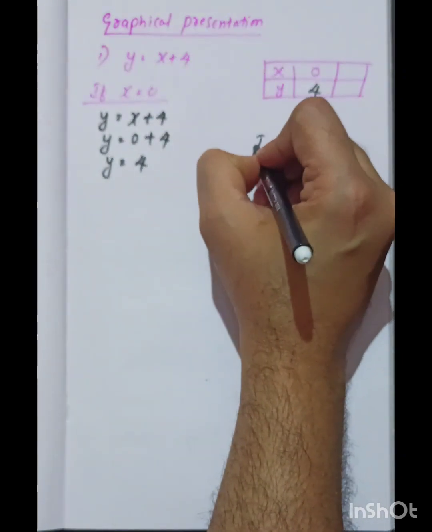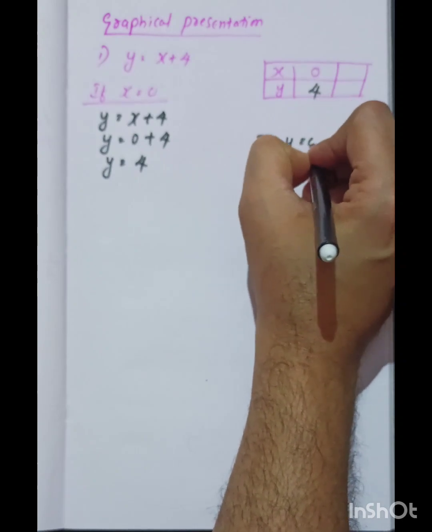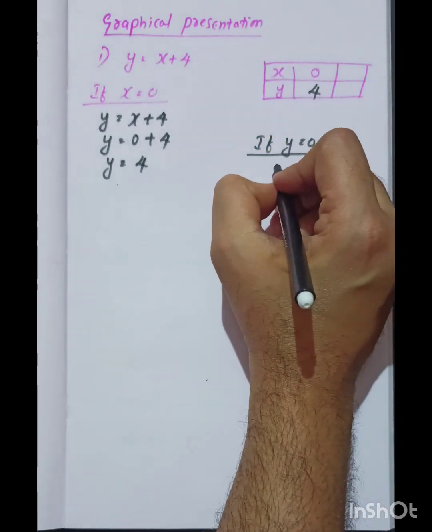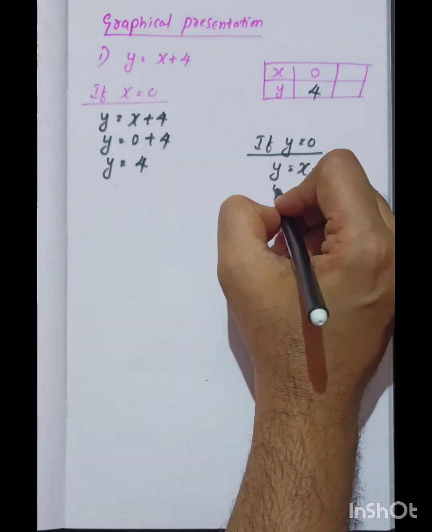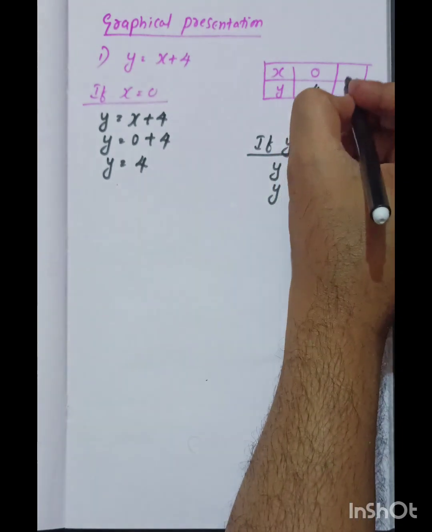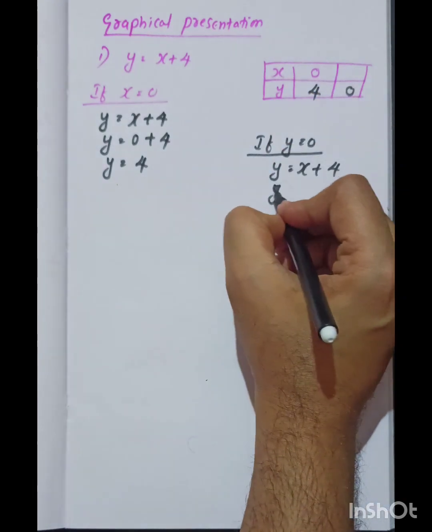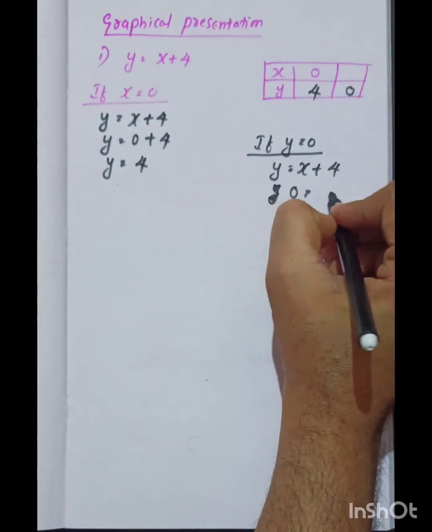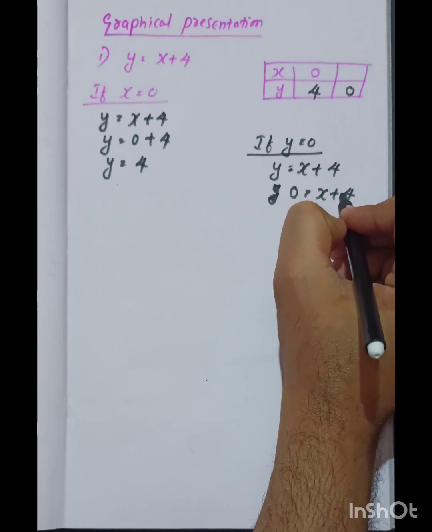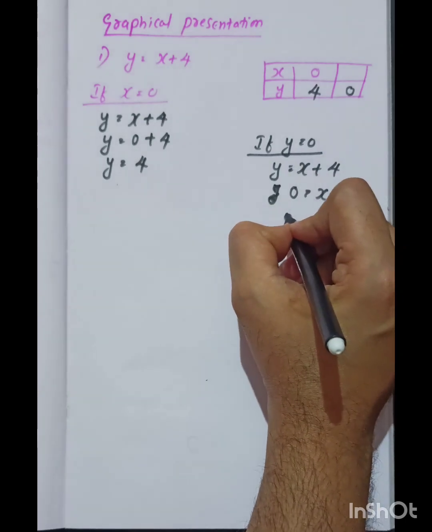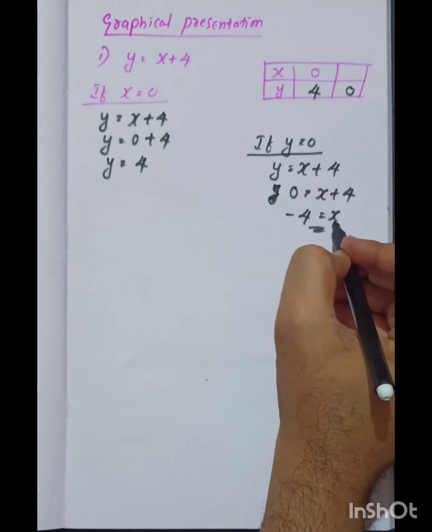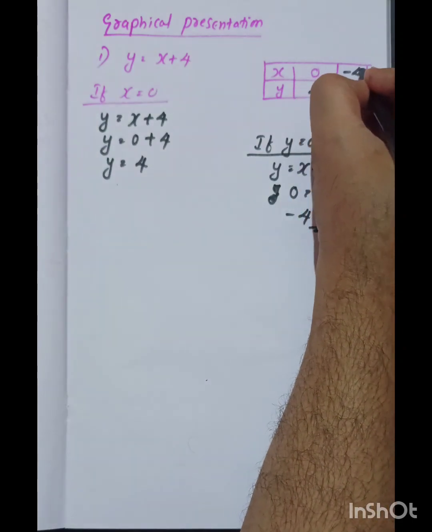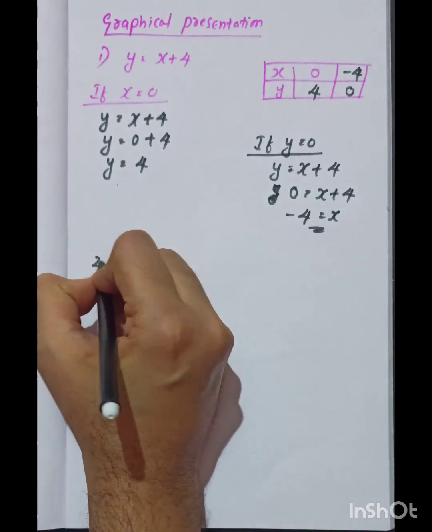Now if y equals 0, y equals x plus 4, put 0 here, so 0 equals x plus 4. Now bring 4 here, it means minus 4 equals x. It means when y equals 0, x equals minus 4. Let's do the second equation.